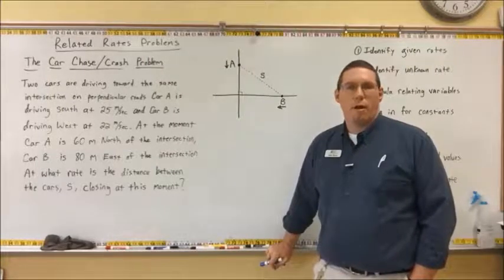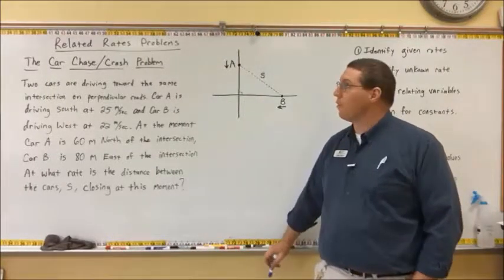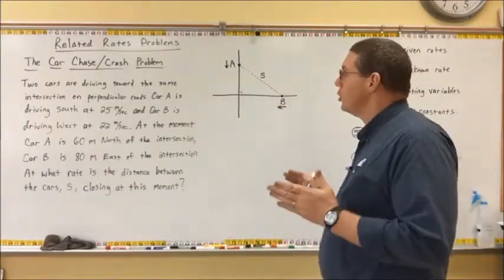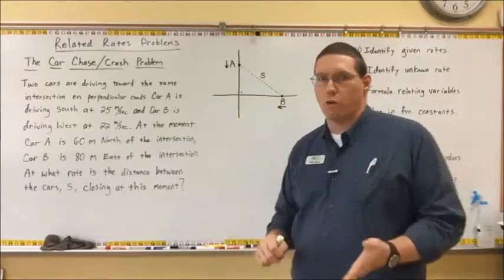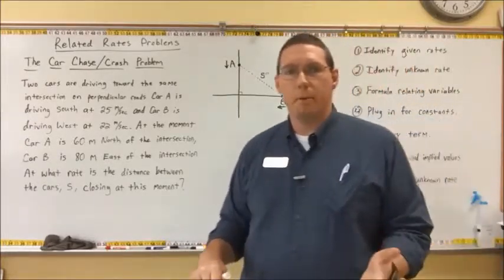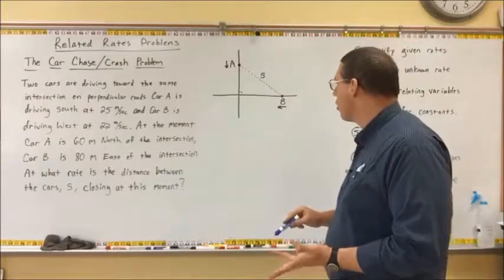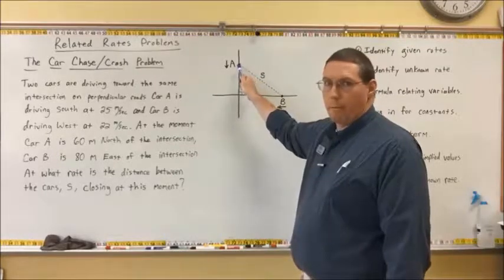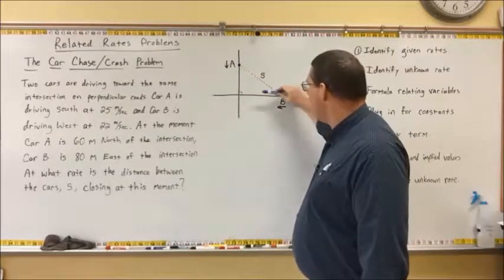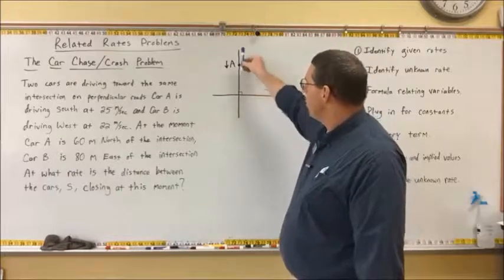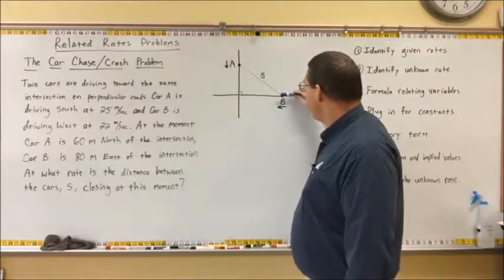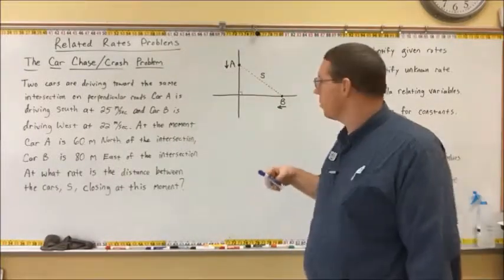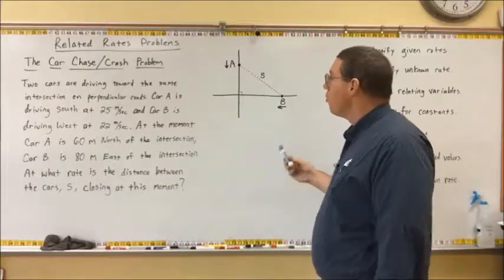All right, folks, here's our second example of a related rates word problem. I call this one the car chase problem or the car crash problem. Typically what happens is you have two cars, maybe a police car and the robbers. They rob the bank, and the robbers have already turned the corner and they're driving away from the police car. And the police car is driving toward the intersection. They're following the robbers and trying to catch up. That's the car chase, or the car crash.